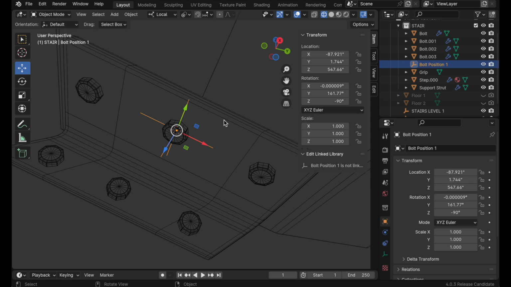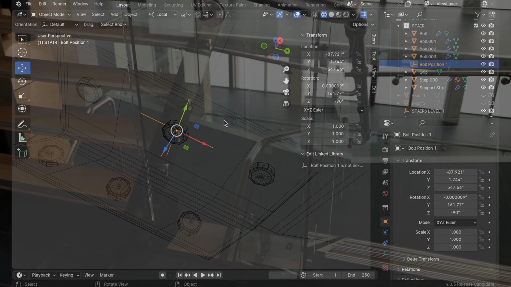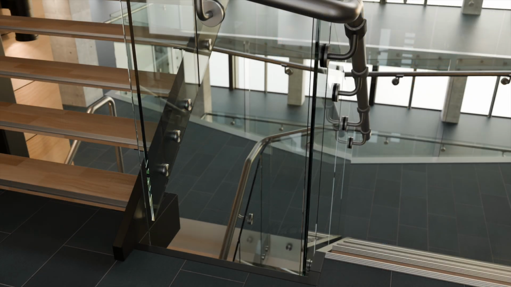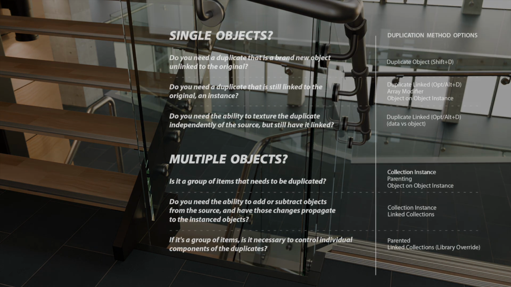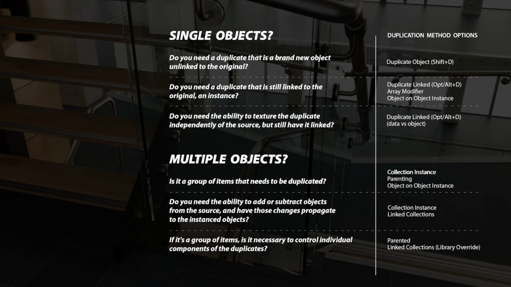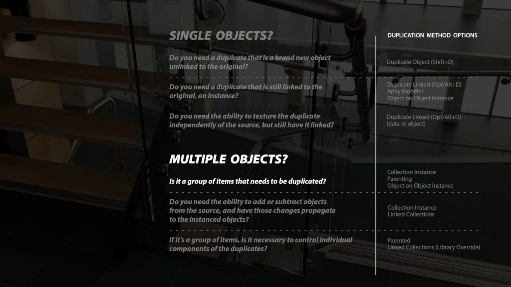Now that we've gotten that set up in place, we need to replicate it to the other side. But in order to do that, we need to consider the fact that we're now going to be working with a group of objects that we need to duplicate. So when we're working with a group of objects, we come down to our options. Is it a group of items that need to be duplicated? Yes. So in this particular case, we could do a collection instance of a collection.